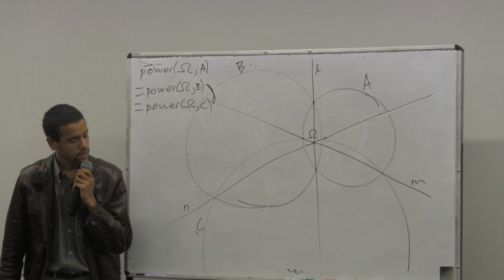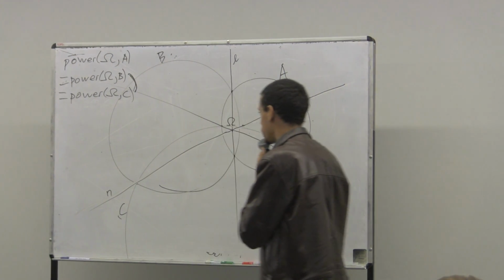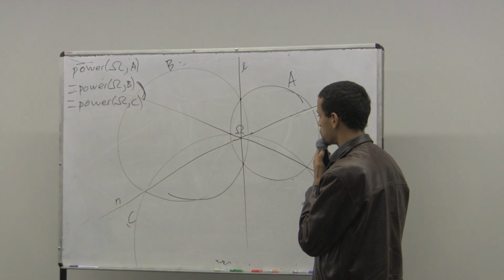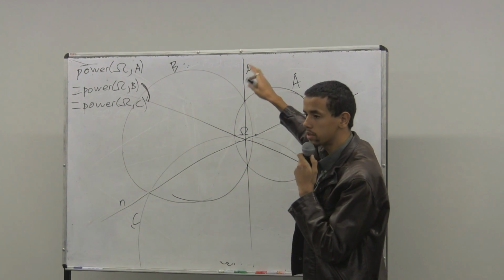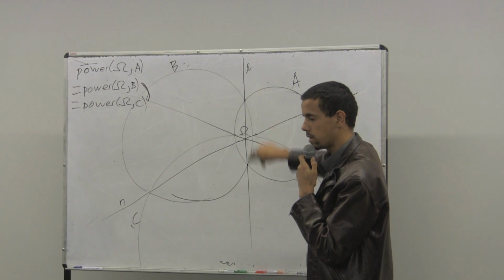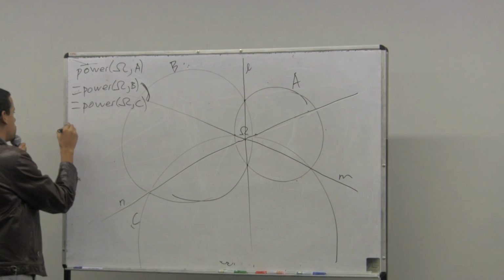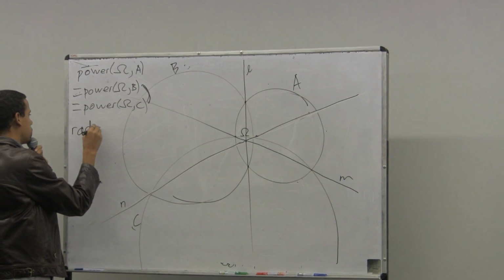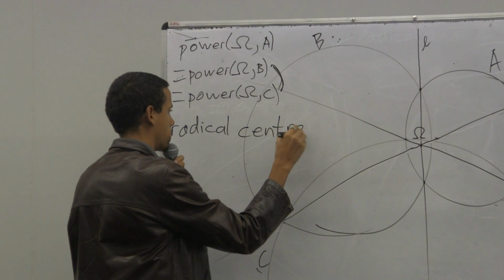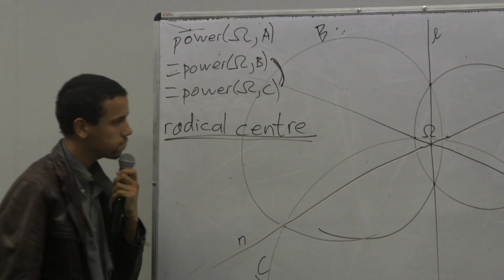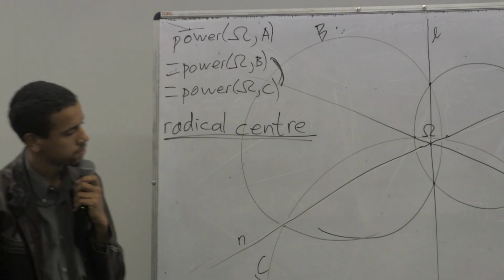That's cool. Now, what if the circles don't intersect? Anyway, sorry, just a little bit of terminology. So radical axis is the line, radical line between two circles. Omega here is called the radical center. Cool. So that's cool.